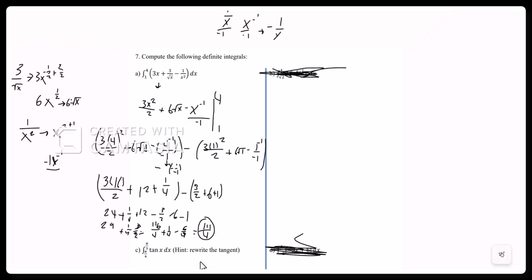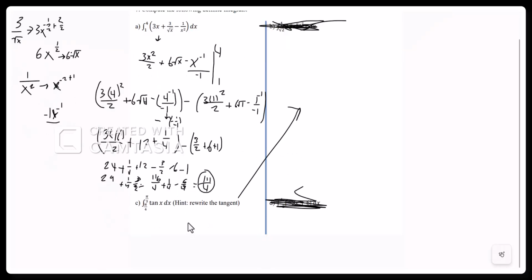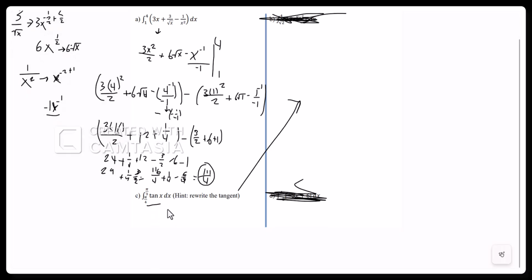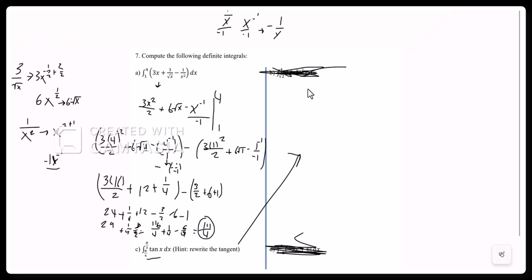Now we're going to move on to the next question. I'm going to put the work over here. So for this one, I like to break it up. So tangent, as we all know, equals sine over cosine. And then don't forget the x.